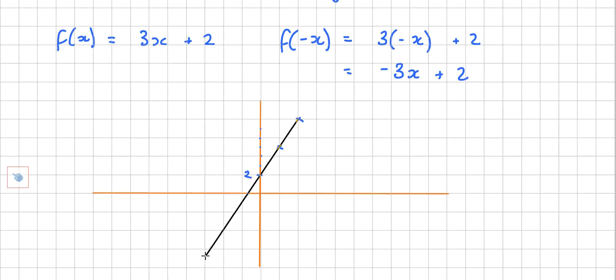So if I do that, that's the first one, 3x plus 2. What would the other one be? Minus 3x plus 2. So it still crosses at 2, but the gradient is minus 3. So would that go across 1 down 3? Across 1 down 3. Go the other way, up 3. What do you reckon?